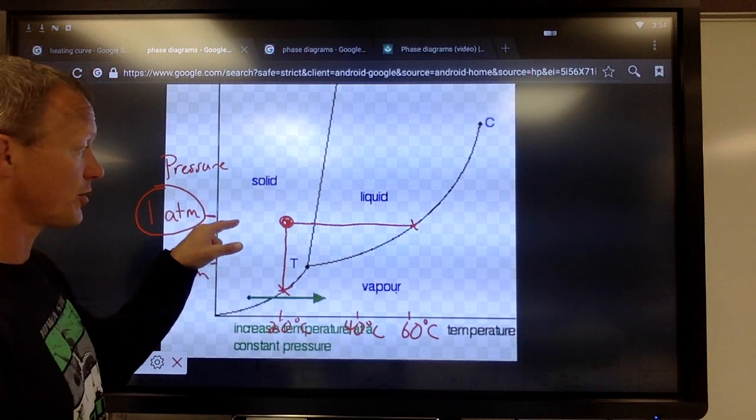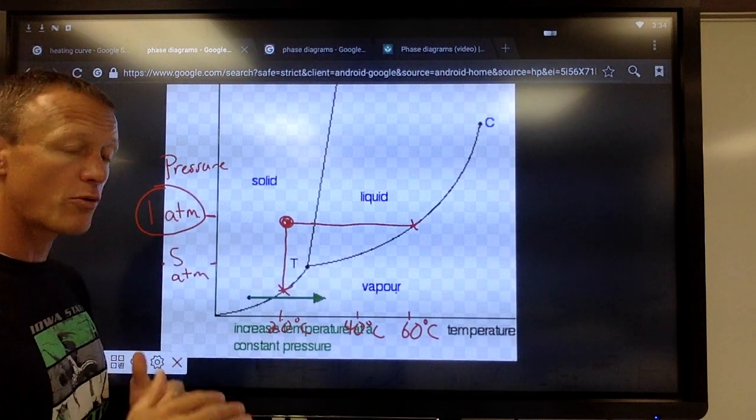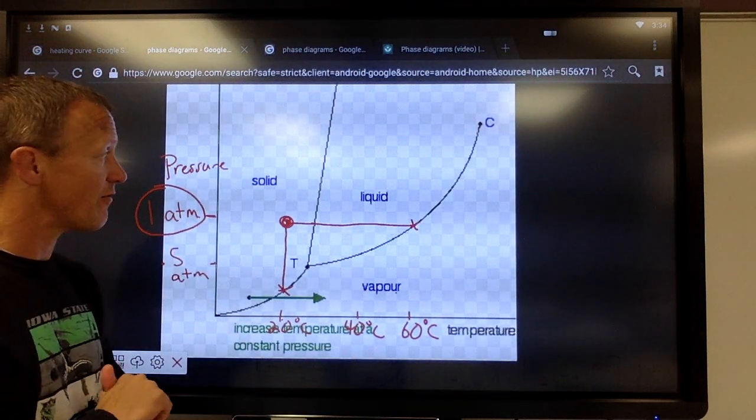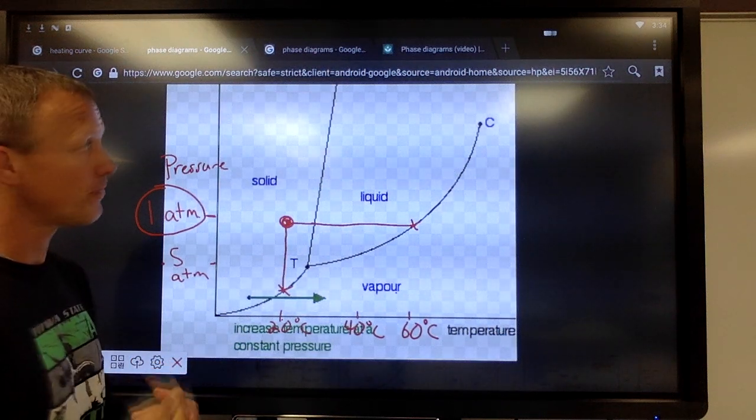So if I ask you the normal boiling point or normal freezing or melting point, that is at 1 atmosphere of pressure. You're looking at it there. But it could boil or freeze or melt at various temperatures depending on the pressure.